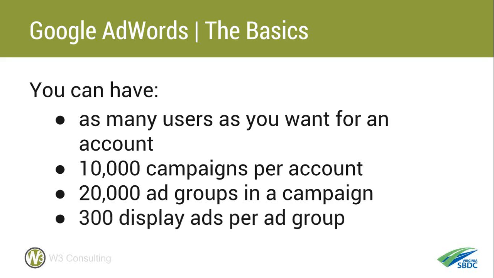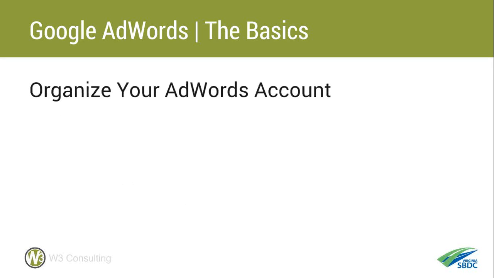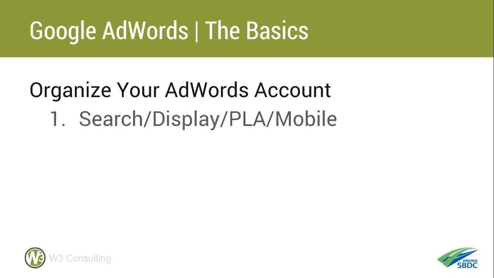You can have 300 display ads per ad group, and that means that within each ad group, you're capped at 300. So you can have 300 in each of those 20,000 ad groups. Okay. You can also organize your AdWords account in a number of different ways. Okay, and this is where you get to decide the campaign level versus the ad group level. You start to think about where these things fall in line.